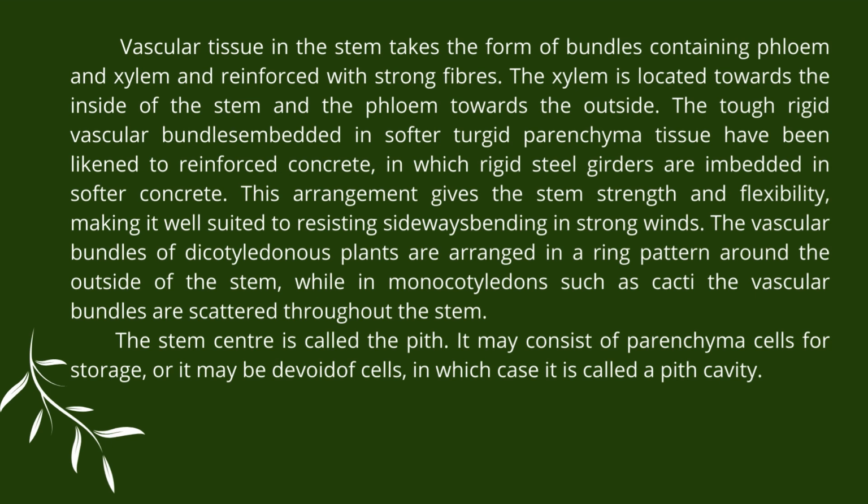The vascular bundles of dicotyledonous plants are arranged in a ring pattern around the outside of the stem, while in monocotyledons such as cacti, the vascular bundles are scattered throughout the stem. The stem center is called the pith. It may consist of parenchyma cells for storage, or it may be devoid of cells, in which case it is called a pith cavity.